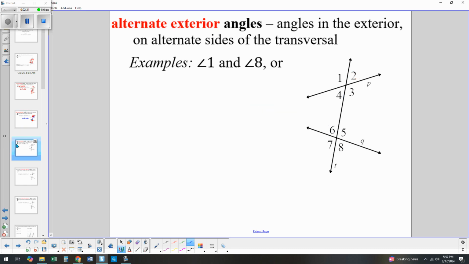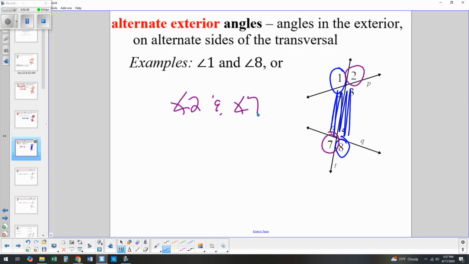Alternate exterior is very similar to alternate interior, except now we're not using any of the inside angles. So if we're choosing angle 1 from the top car, opposite side of the line would be angle 8 in the bottom car. Same idea, 2 in the top car would be the same as 7 in the bottom car. Those are alternate exterior.